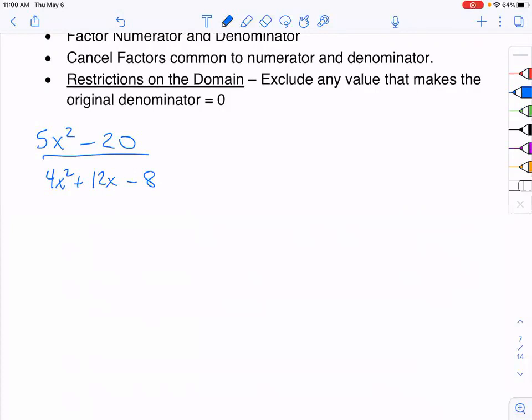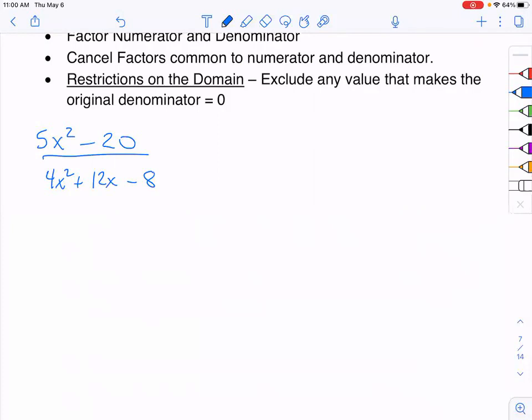Those are terms, not factors. Do you see how things here are separated by pluses and minuses? This is in standard form. I can't do that. Don't try to cancel first. What should I always do first before I try to do anything else?